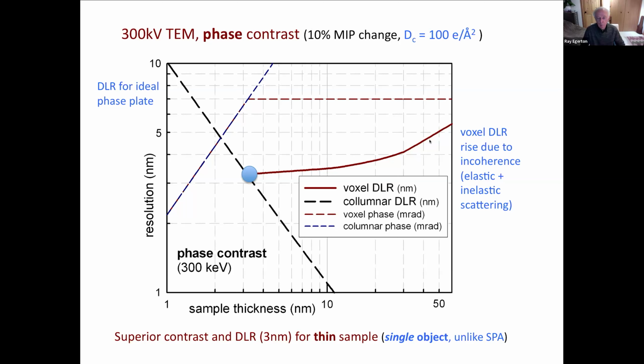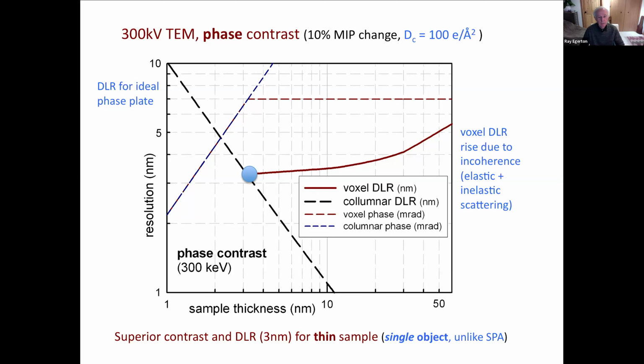And this worsening of the resolution is because of incoherence in the scattering, which I'm assuming here is due to combined elastic and inelastic scattering. But you'll see here that we've gone from a resolution of 13 nanometers down to 3 nanometers for our phase contrast. However, from the previous talk, Dr. Kühlbrandt was talking about resolutions of angstrom units from single particle analysis. Why are we talking about nanometers here?